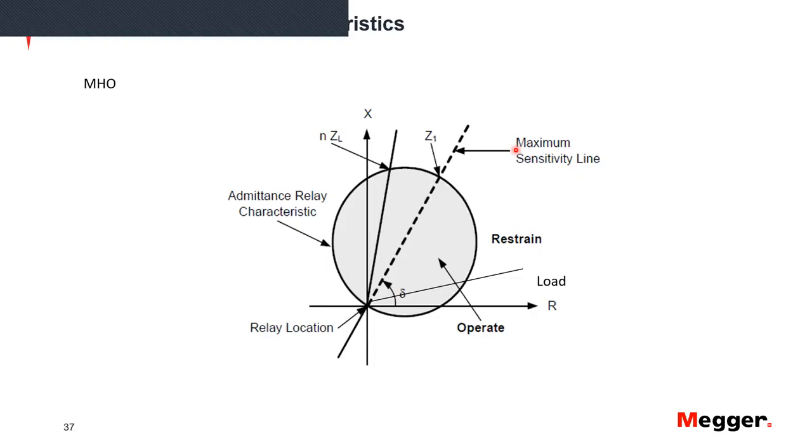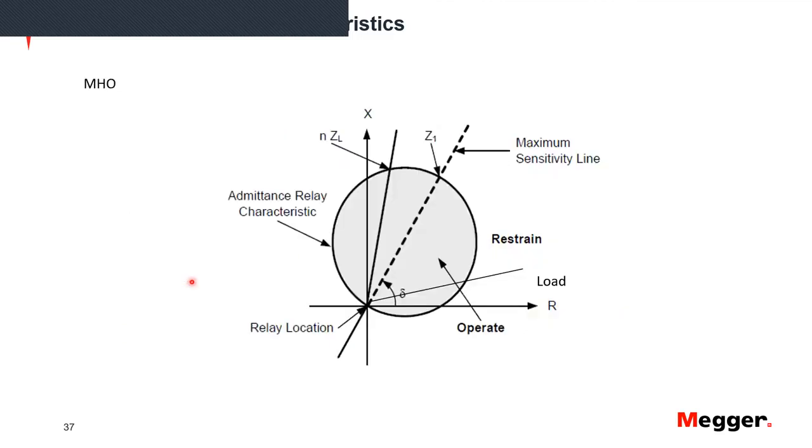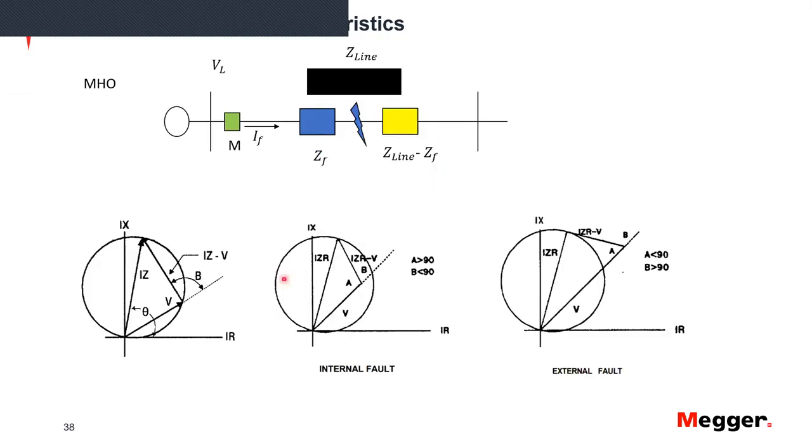But the idea is that this is where the relay should have its maximum sensitivity, and this is actually the angle of the line that I'm trying to protect. And the relay location, as with the, let's say, impedance relay that we saw before, is located at the origin of this coordinate graph. So the relay is here, it's looking ahead. Now the thing with mho relays is that because of their implementation, they are inherently directional.